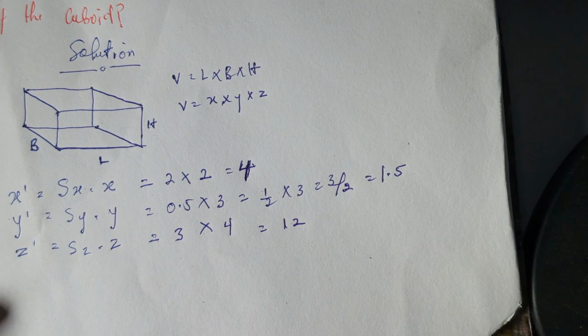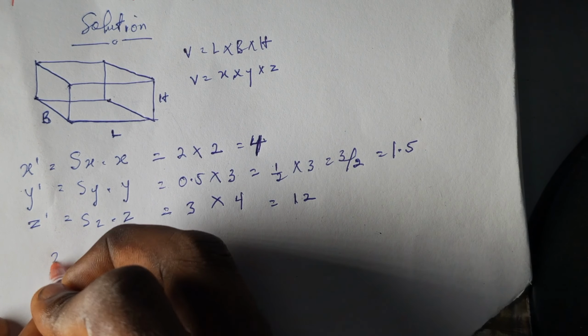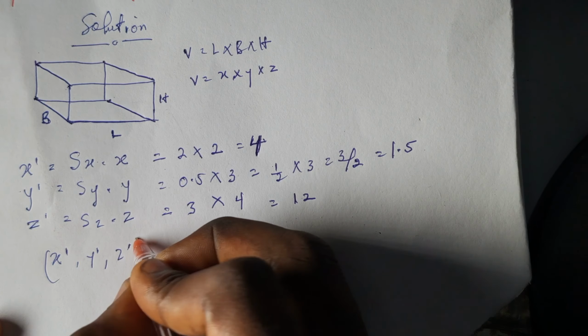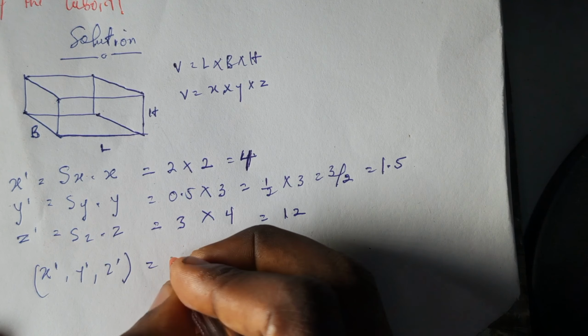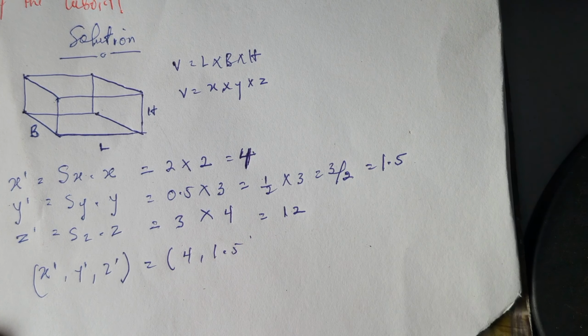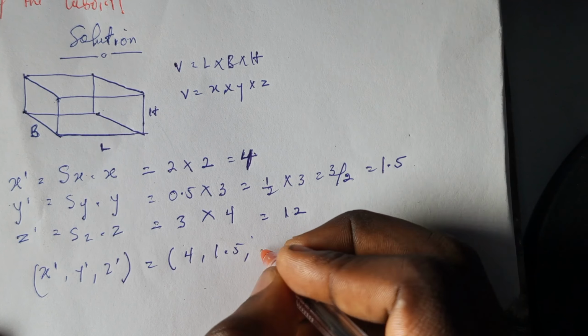So the new coordinates, which are x prime, y prime, and z prime, for the cuboid they mentioned earlier, are equal to 4, 1.5, or if you want to write it as a fraction, 3 over 2, and 12.